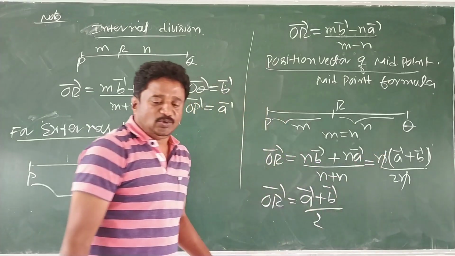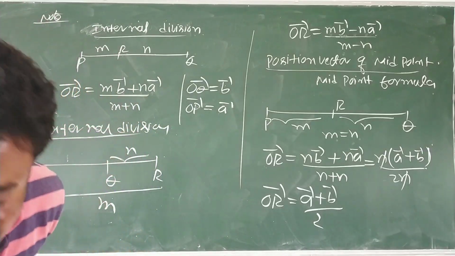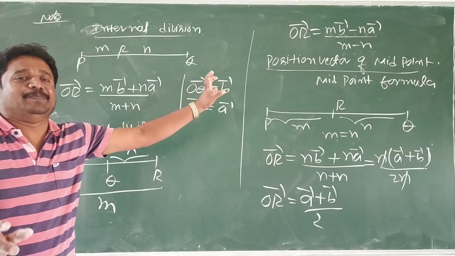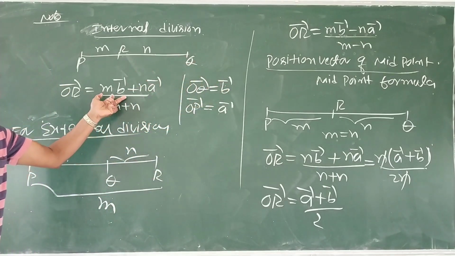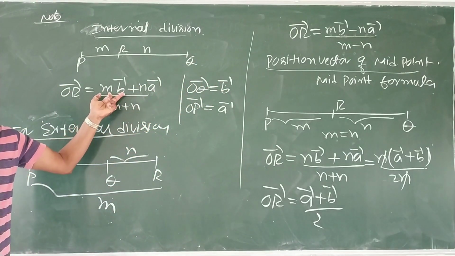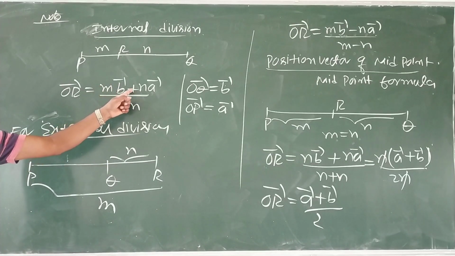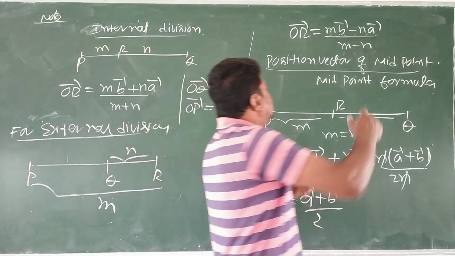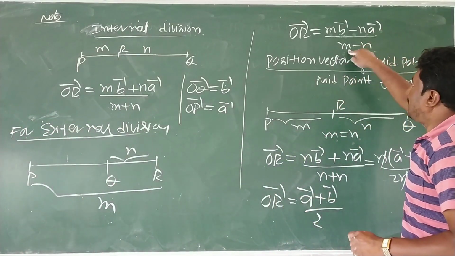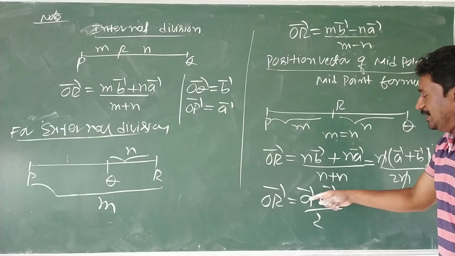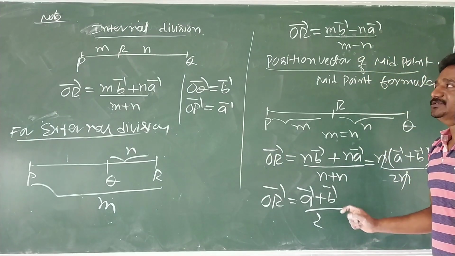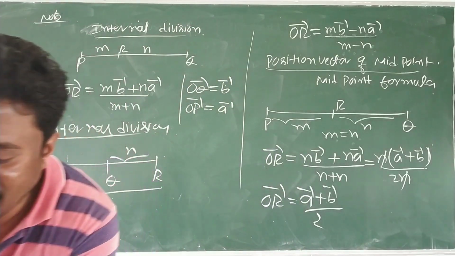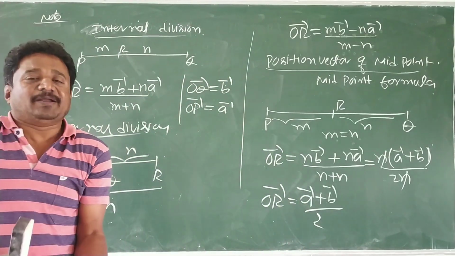I hope you understood these formulas. These three formulas are enough to solve any problem. Internal division formula: (m b plus n a) by (m plus n). External division formula: (m b minus n a) by (m minus n). Midpoint formula: (a plus b) by 2. Now let us go for solving problems on these formulas.